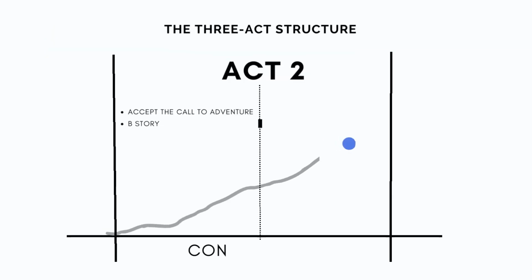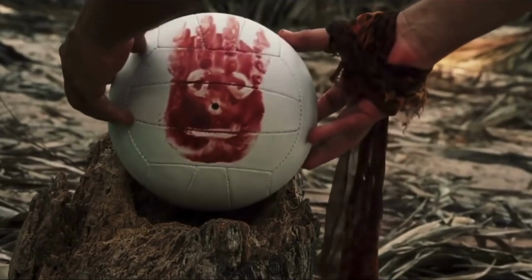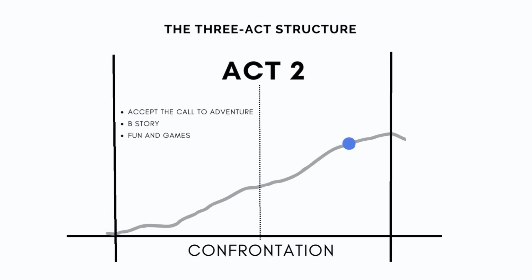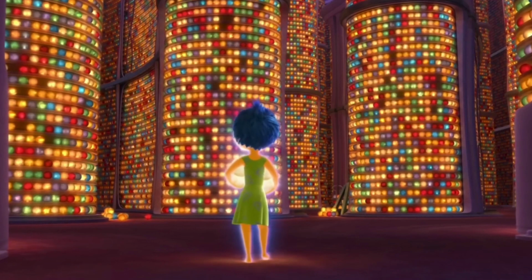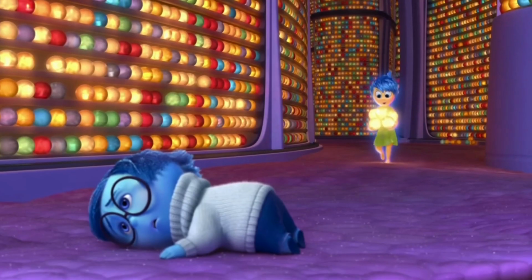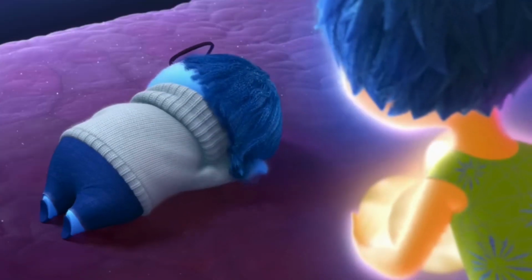Next, the B story is introduced. This character can be a love interest, a mentor, or even a thing, like Wilson in Castaway. And then comes the fun and games. Here we see our protagonist either making progress or repeatedly failing in the pursuit of their goal. In Inside Out, this is where Joy and Sadness try to navigate the maze of long-term memories.